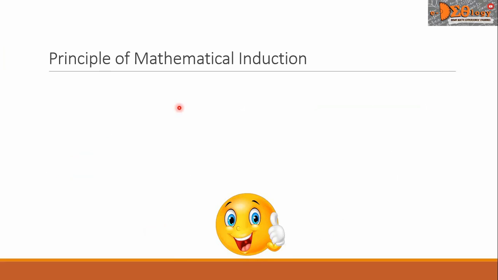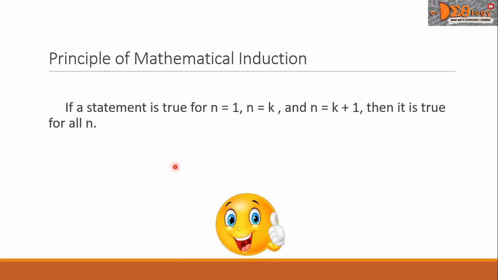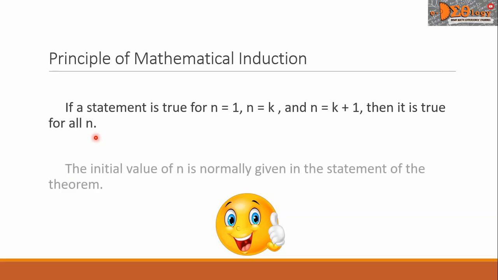The principle of mathematical induction is this. If a statement is true for n equals 1, n equals k, and n equals k plus 1, then it is true for all n. By the way, the initial value of n is normally given in the statement of the theorem.